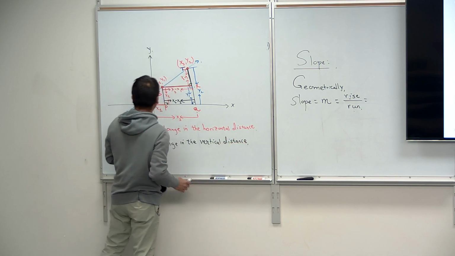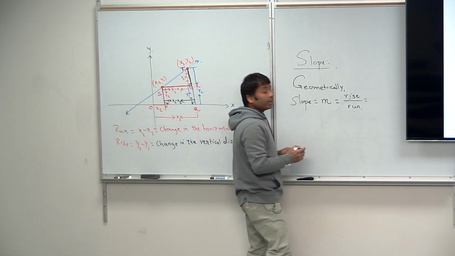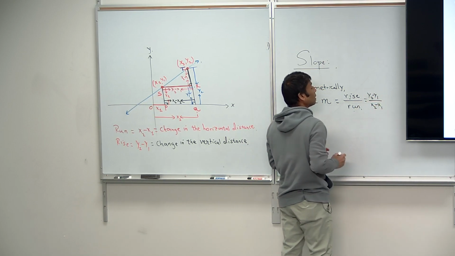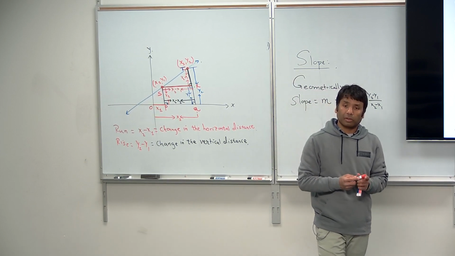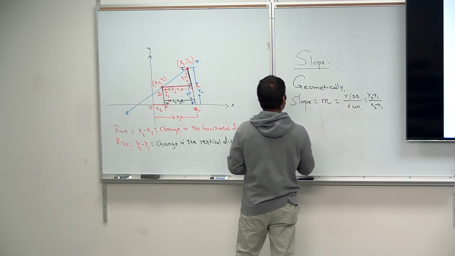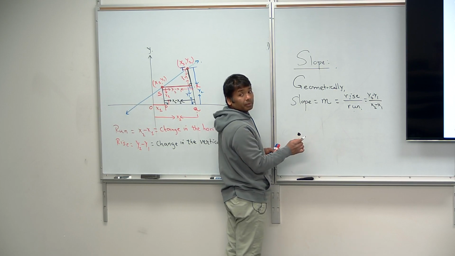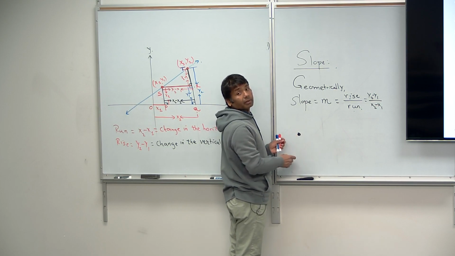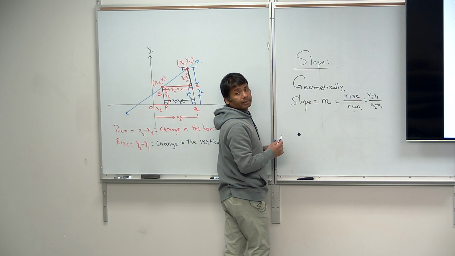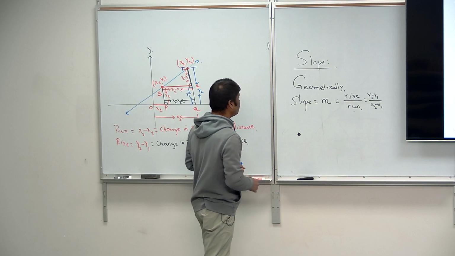So now slope is always equal to what? Rise over run. So in this case, you have y2 minus y1 over x2 minus x1. So this is the formula to find the slope. That makes sense? Now, if you know the slope and a point, then you can draw the graph of the straight line. And if you know two points, you can find the slope.